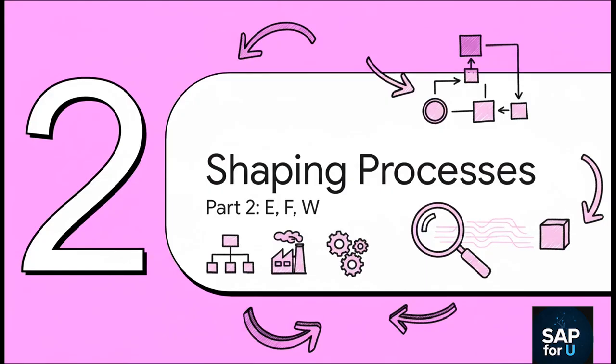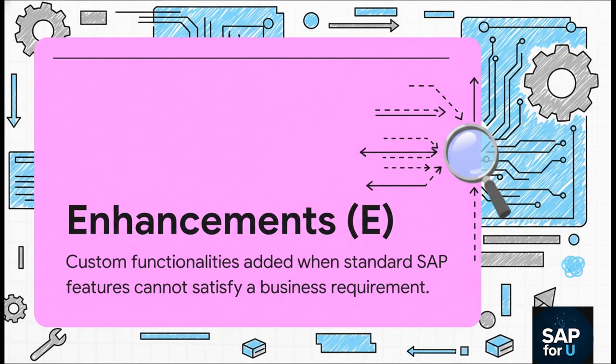All right, so we've handled the data. Now for the other half of RICEFW, the E, F, and W. This is where we stop talking about just data and start talking about how we actually change the way the software behaves to match exactly how a company operates. E stands for enhancements. Think of it like this.